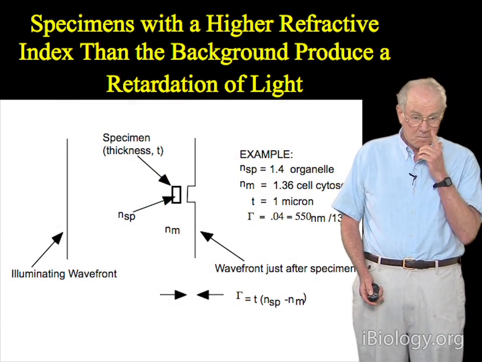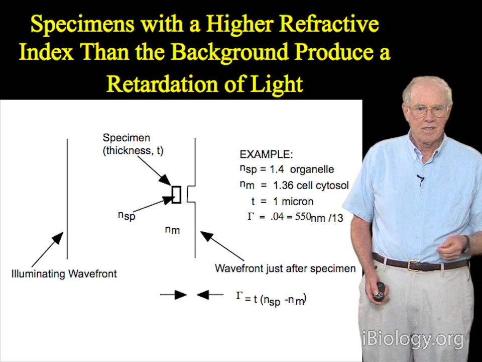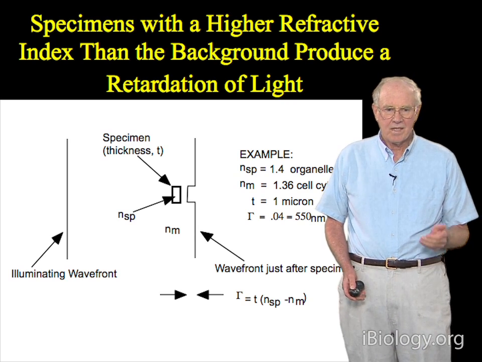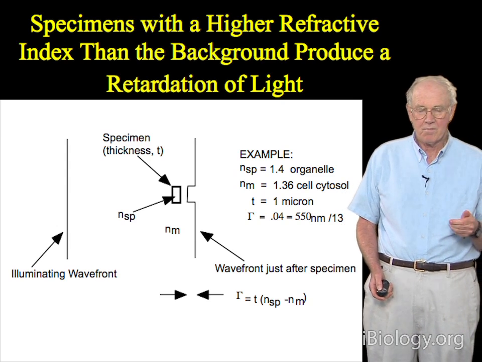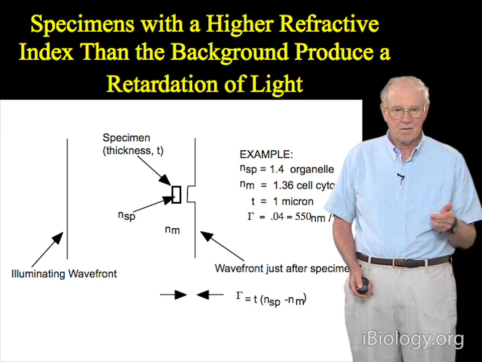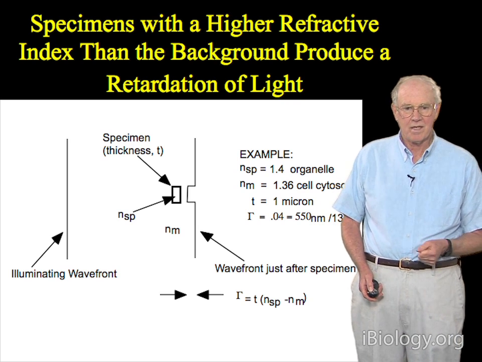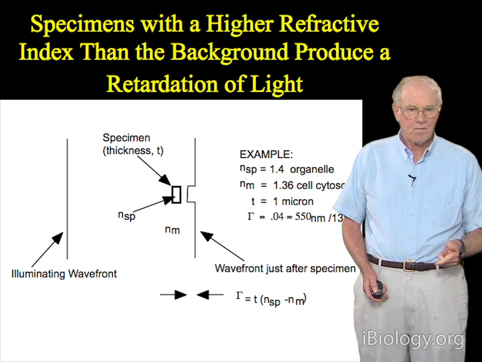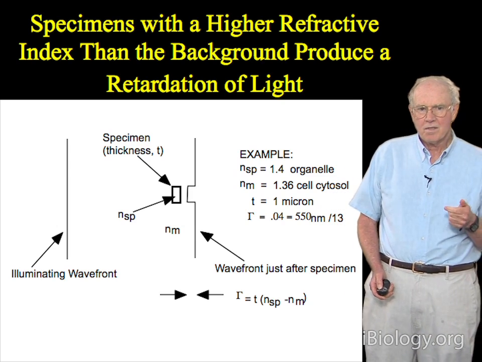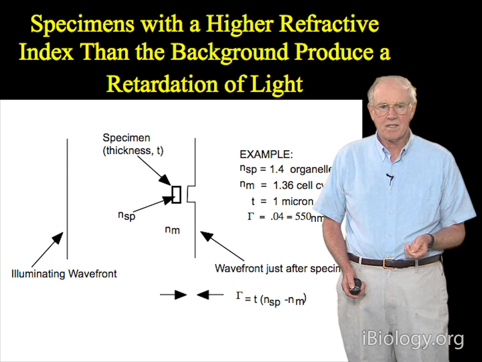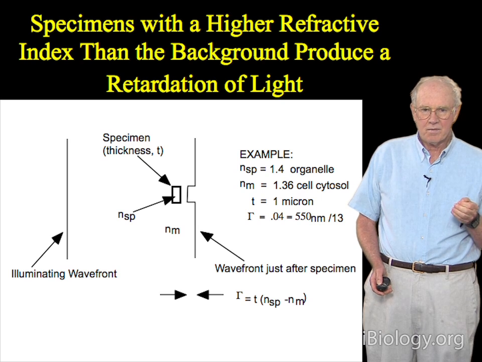And please note that refractive index, little n, controls the speed of light. That is, the velocity of light is equal to the speed of light it would have in a vacuum divided by the refractive index of a particular media, or that part of the specimen that the light is moving through. So the higher the refractive index, the slower is the speed of light. Now, specimen details with higher refractive index than the background produce a retardation of transmitted light.